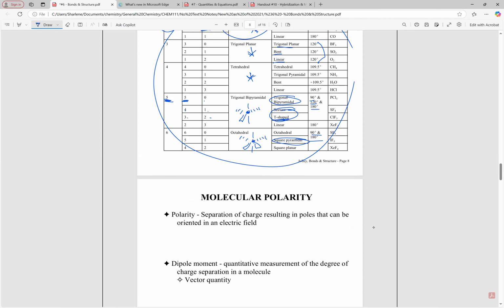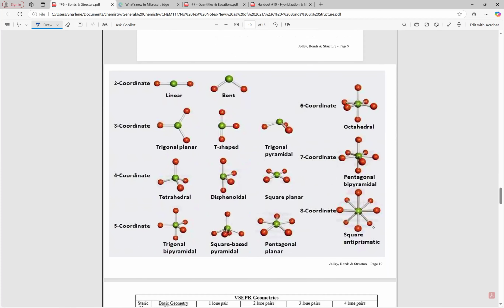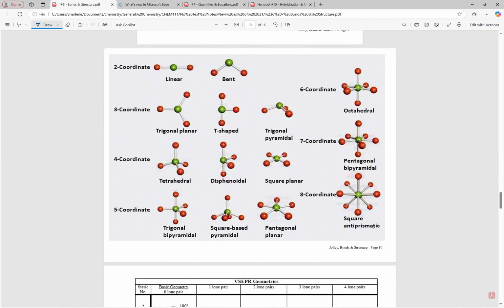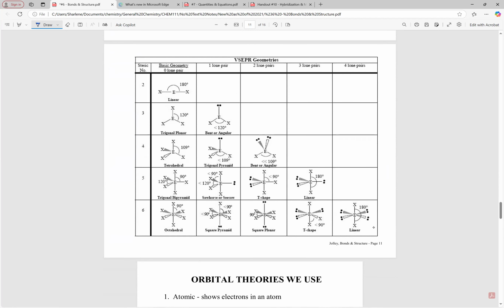And I have a picture for you. At the bottom here, these are just some pictures that I found that might be a little bit better than my drawings. And this is another variation that I have found. All right, so that is valence shell electron pair repulsion theory.